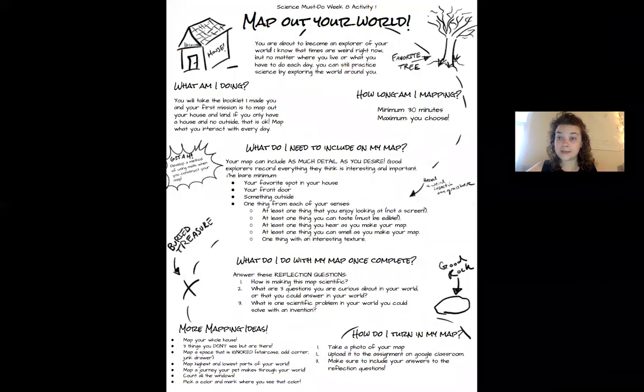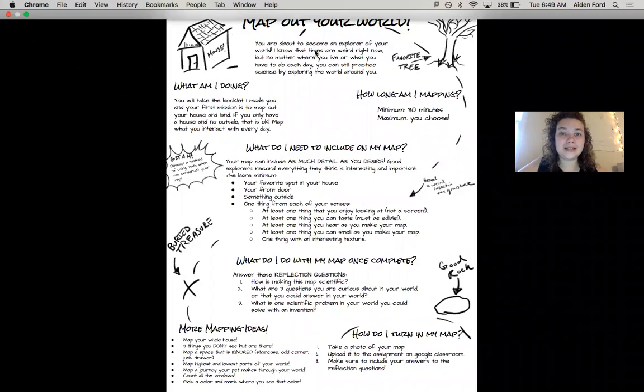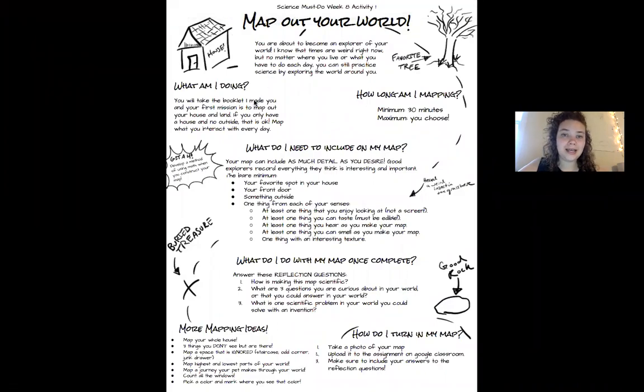And your world is basically going to be your house and the outside land that's around your house, okay? Even if it's just your front steps, that's fine. Just map that. Or if you have 10 acres, try to map as much of it as you can. You're going to become an explorer of your world. And this is something that you can do even though the world is kind of crazy right now, because all science is just exploring the world around you, and that's exactly what you're going to be doing. And before you do any of that exploration, you need to know what your world looks like.